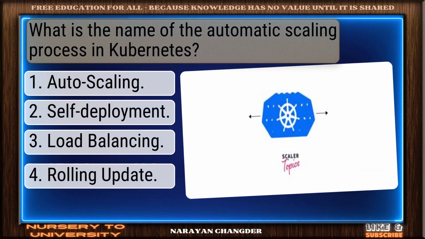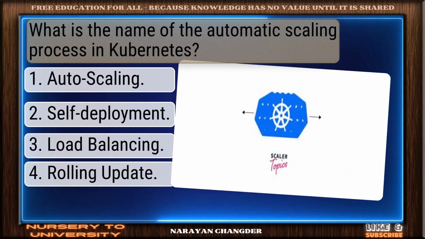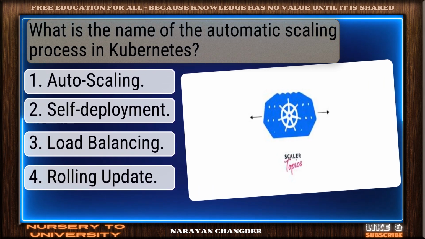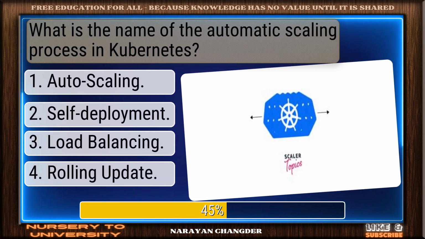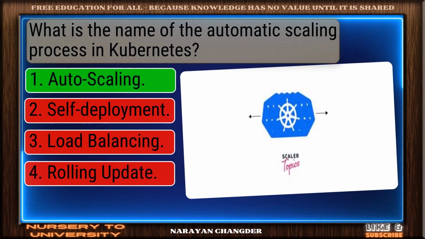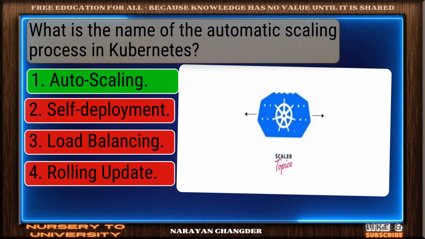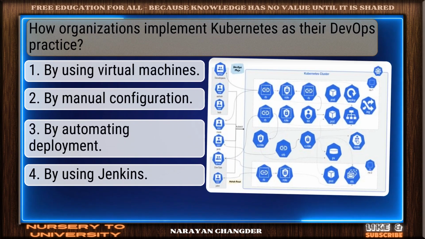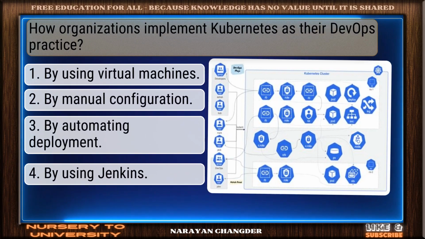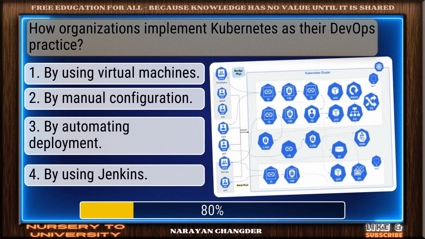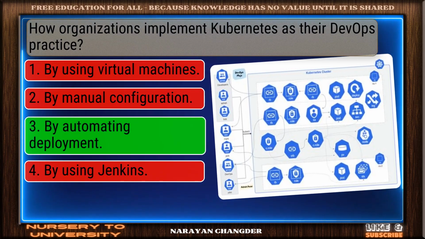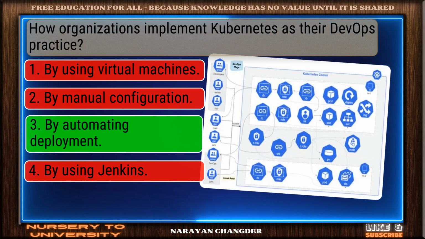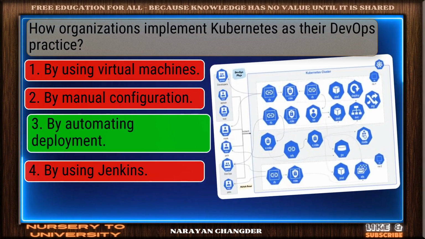Question number 7. What is the name of the automatic scaling process in Kubernetes? Right choice. Auto-scaling is the best answer. Question number 8. How organizations implement Kubernetes as their DevOps practice? Nicely done. By automating deployment is a solid answer.